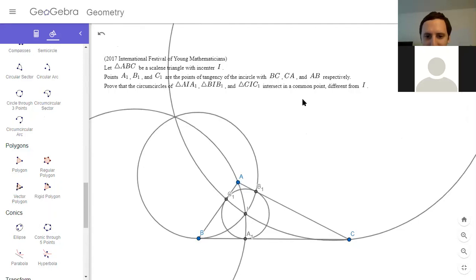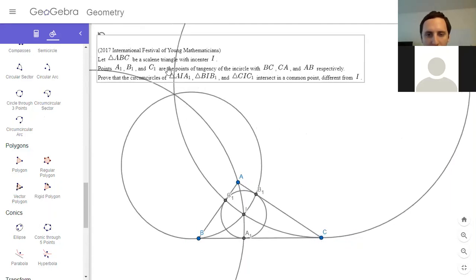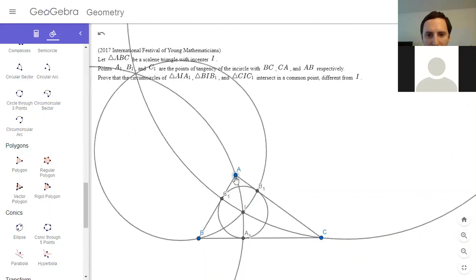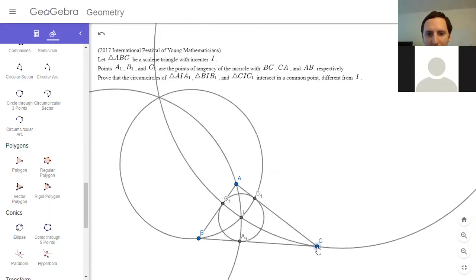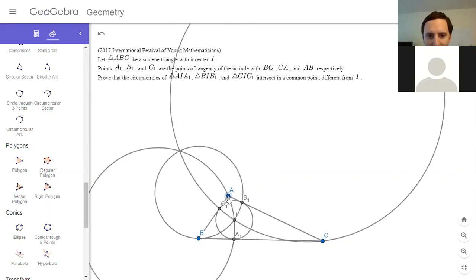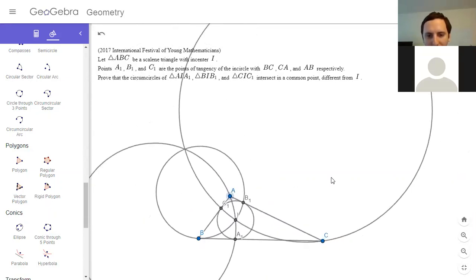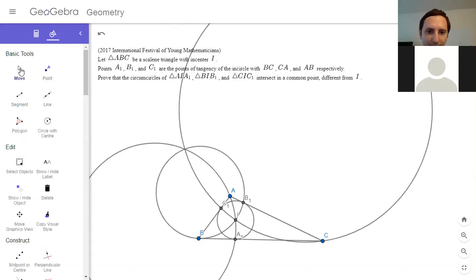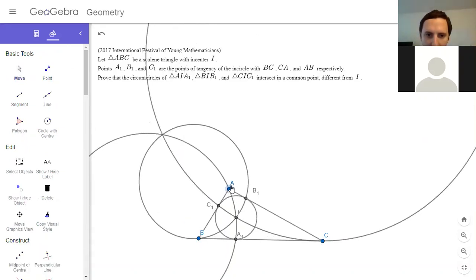All right. It's really impossible to draw it without the circles being really big.